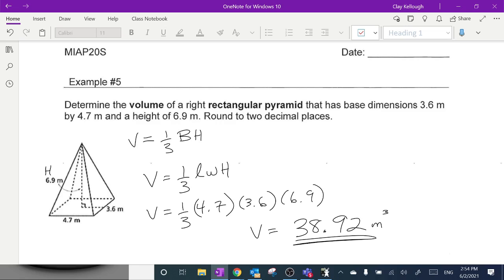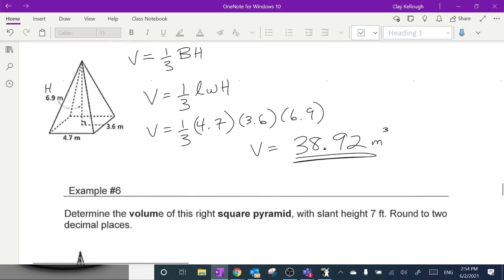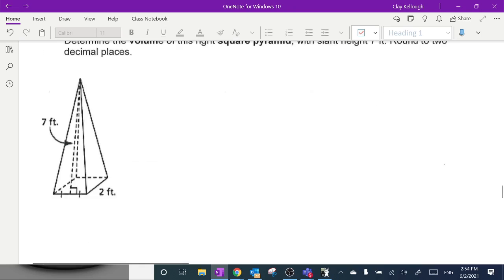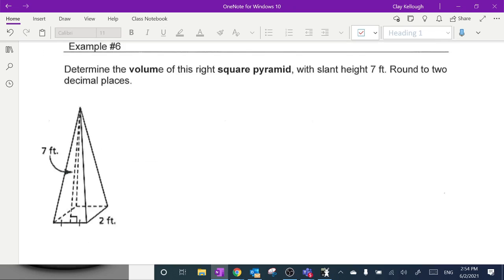Let's do example 6. Example 6 has a square at the bottom. It even says it's a square pyramid. Notice, just like prisms, I name the pyramid after the thing it's sitting on. If I knocked it over and it was sitting on a triangle, I wouldn't call it a triangular pyramid. I'd still call it a square pyramid, the one face that isn't triangular. And this 7 is not how tall it is. No, no, no, no, no. This 7 is the slant height.